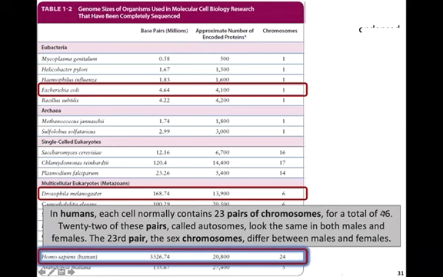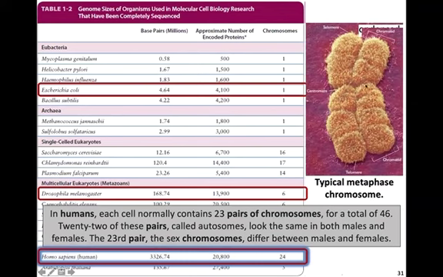For a total of 46, you have 22 of these pairs called autosomes. Then the 23rd pair is called the sex chromosomes, which differ between male and female. You have X and Y. So you actually have 22 autosomes, and the X and Y make 24 different chromosomes, okay? So here we reach the final shape of the chromosome with 2 chromatids connected together by a centromere, and this is the typical metaphase chromosome.